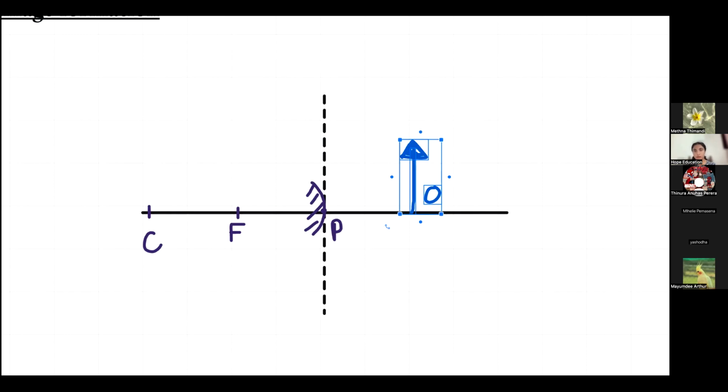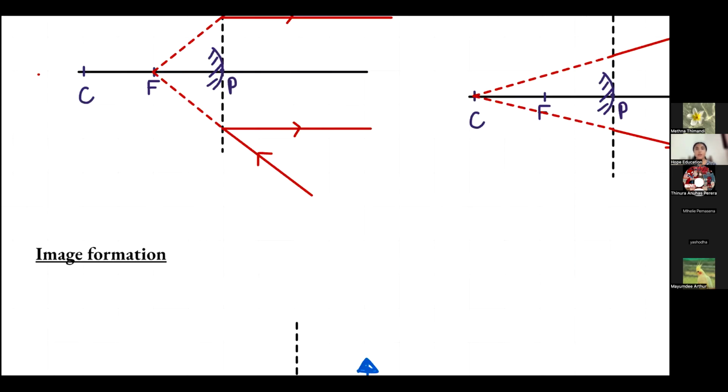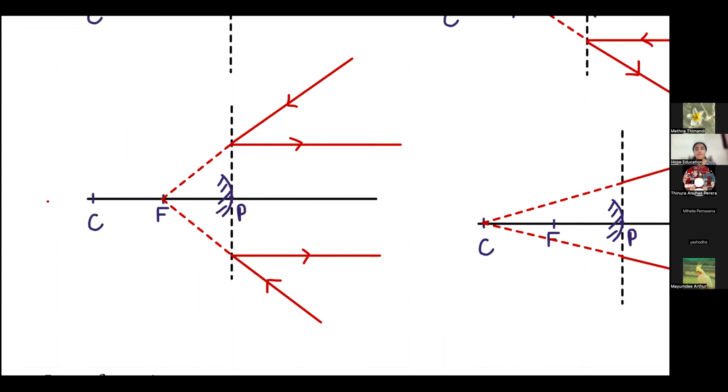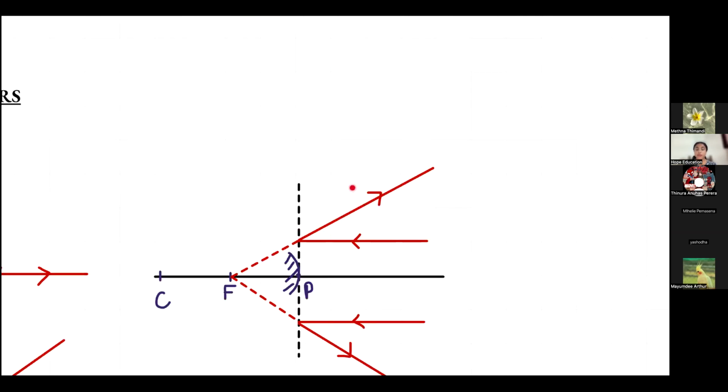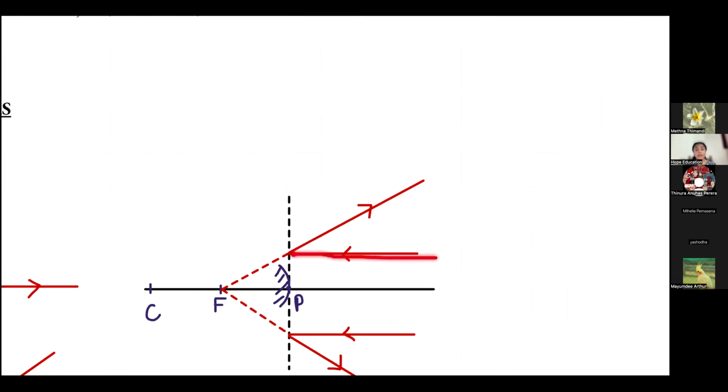That is the same thing, okay? Now I have to use two of my basic reflections. Here you can see, when you send a parallel light ray, it is reflected as if it's reflected from the focal point.